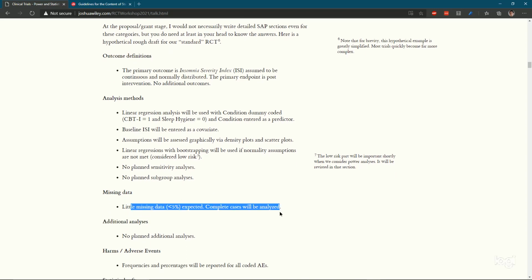Missing data, again, for simplicity, I'm not really dealing with missing data, so I'm going to say little missing data, less than 5% is expected, and we're going to do a complete case analysis. This is the easiest default way in software. It's often inappropriate in a grant.